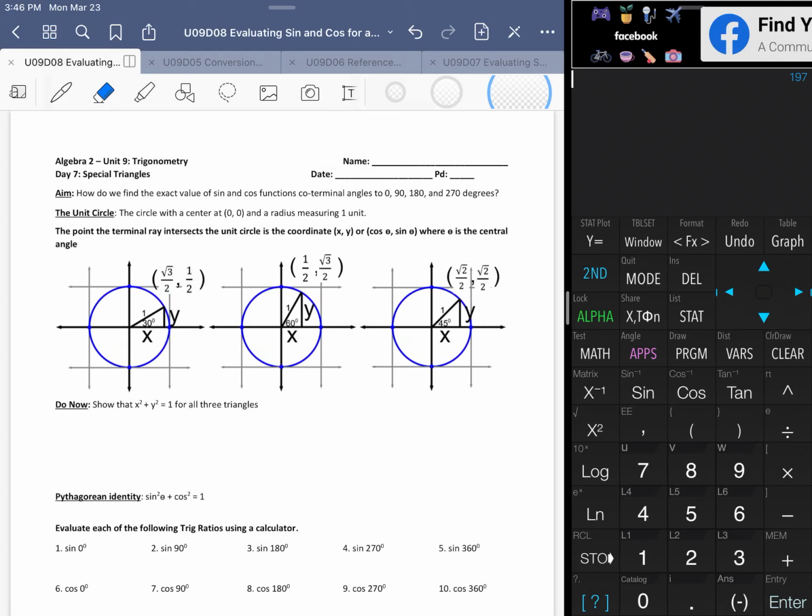Hello class, this is Mr. Gottlieb. Once again, this is Unit 9, Day 8. I know the worksheet says Day 7, but yesterday was Day 7, so this must be Day 8, and Mr. Gottlieb must have made a mistake.